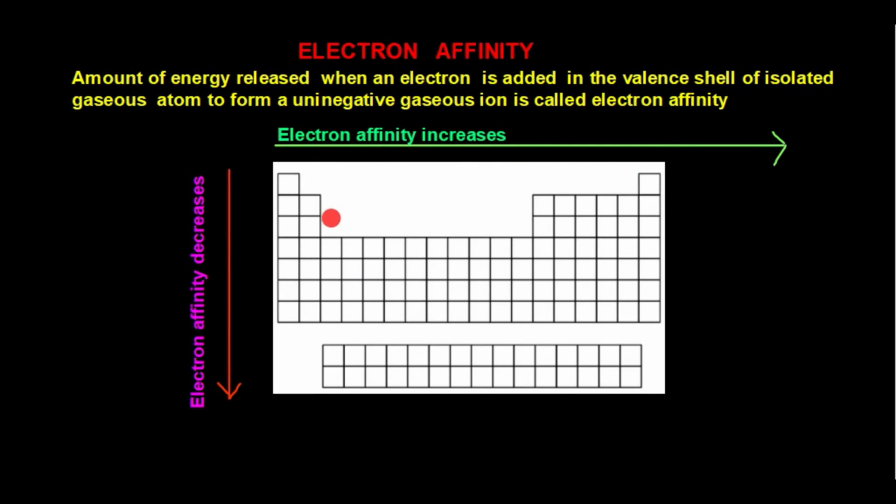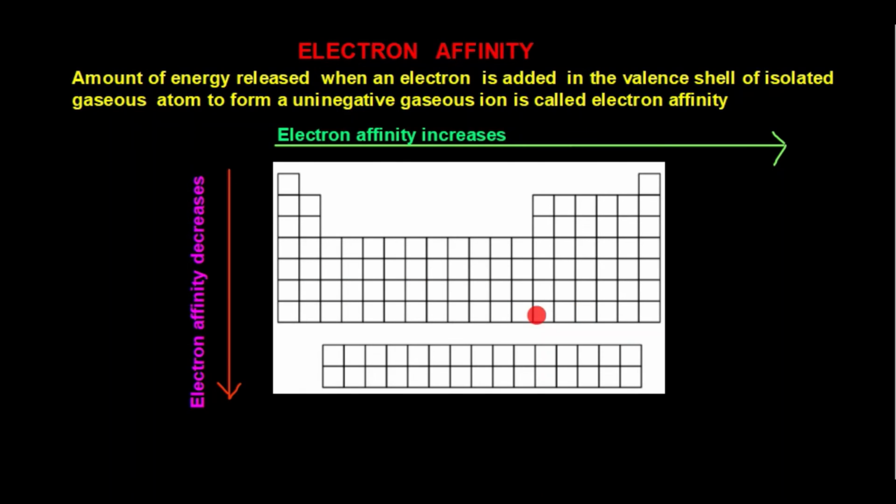As we move from left to right in any period of the periodic table, electron affinity generally increases. This is due to increase in the nuclear charge and decrease in the atomic radius, which bind the extra electrons more tightly to the nucleus. But shielding effect remains constant in each period as we move from left to right.